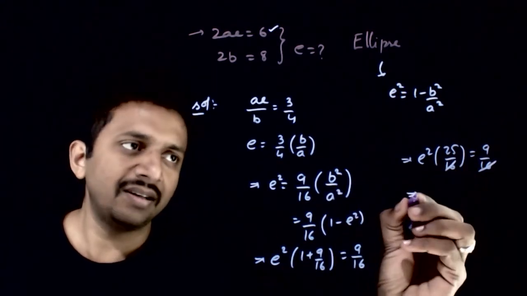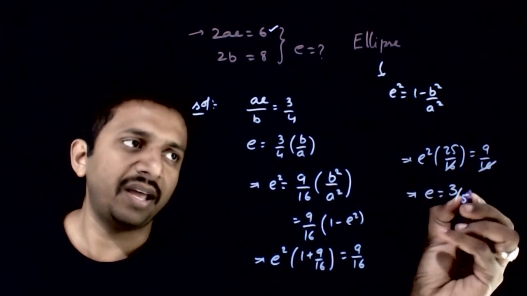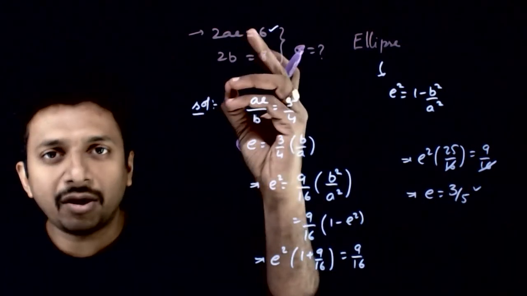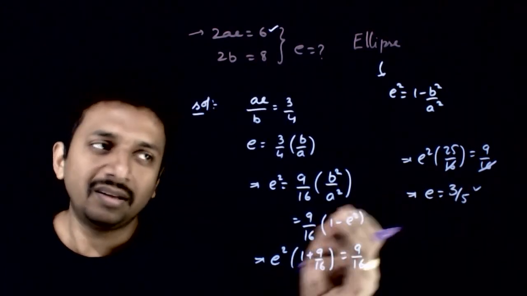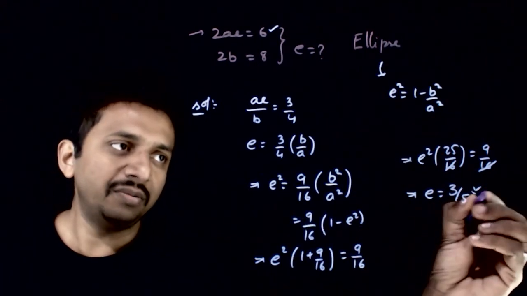16 and 16 get cancelled. This implies E is equal to 3 by 5. So according to these two pieces of information, the eccentricity of the ellipse has to be equal to 3 by 5.